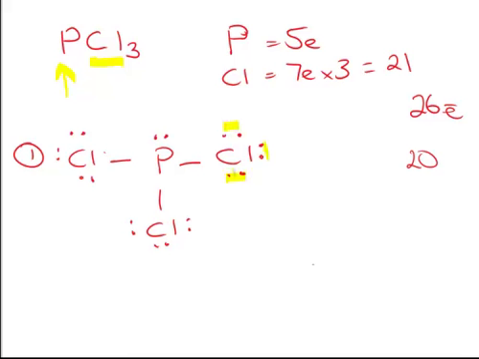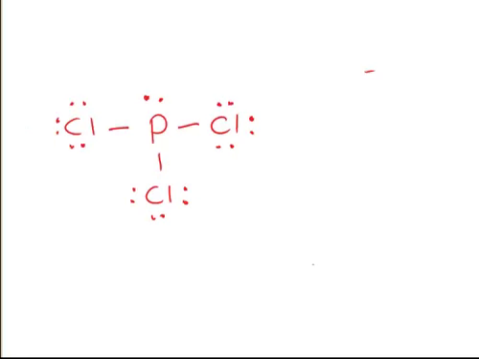Now this has got 2, 4, 6, 8, 10, 12, 14, 16, 18, 20, 22, 24, 26. Okay, so that's correct, so that's that structure finished. And that's the final structure you would actually show. Just take care that your dots are visible, and let's move on to another one.